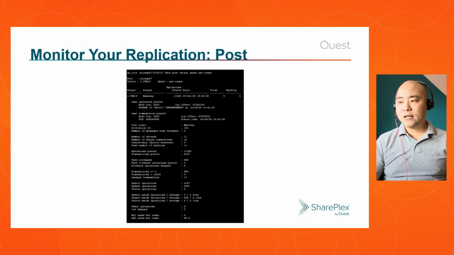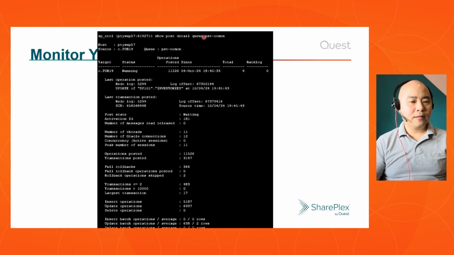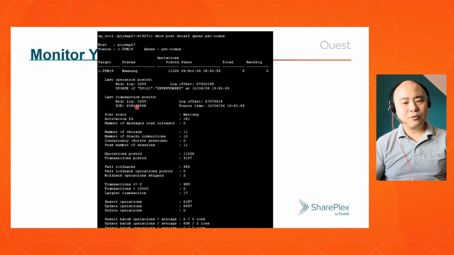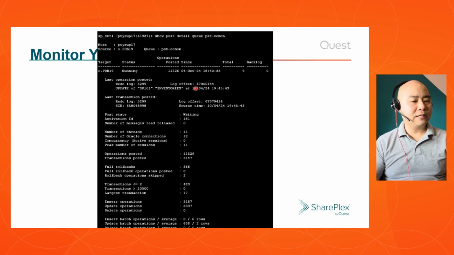Here's an example of a show post detail for a specific queue. As you can see here, the show post detail is for PSC common. That's a queue name. You can see the last operation and last transaction posted, as in the show capture and show read. This will have information on what was the last operation and transaction posted. You can determine how behind the post process is. If you have backlogs, this will show you maybe you are 3-4 hours behind.